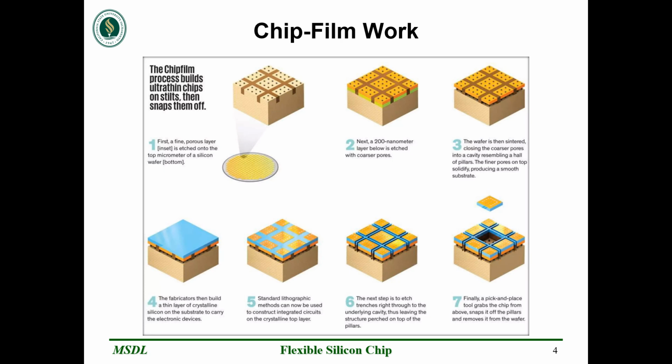So the final step, that is step 7, a pick and place tool grabs the chips from above, snaps them off the pillars, and then removes them from the wafer. So this is the whole process by which a small chip is extracted from a wafer, and this is how the process goes on for the chip.